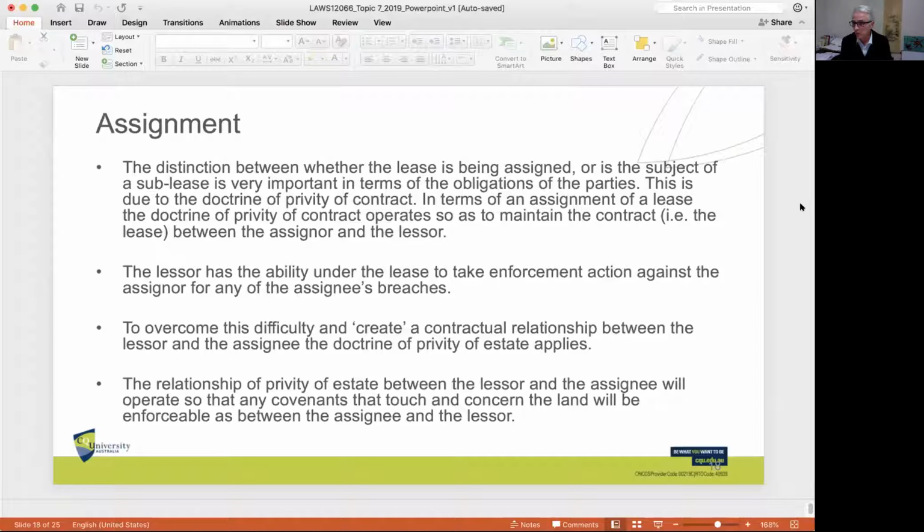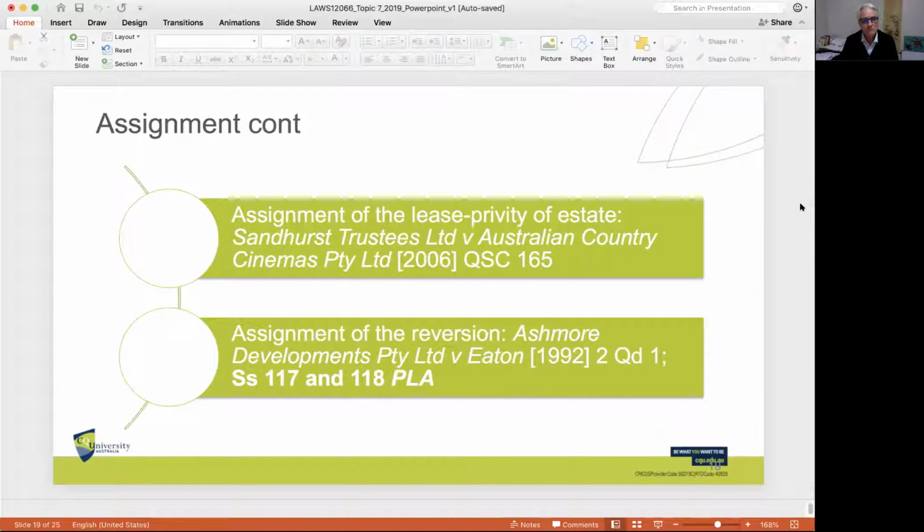It also is property law based. This is where we get to the tension between contractual features and property law understanding in terms of the lessor-lessee or landlord and tenant relationship. So in terms of assignment of a lease, we start by distinguishing these ideas of privity of contract and privity of estate.